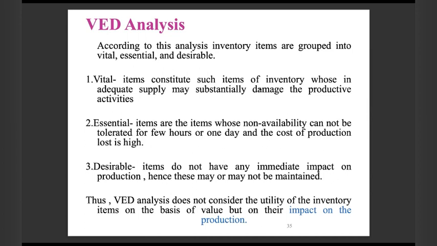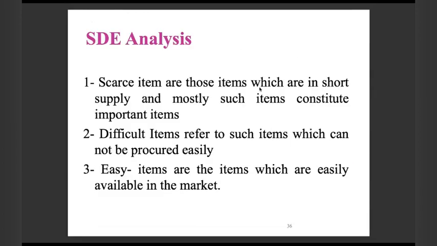Desirable means items do not have any immediate impact on production. Hence, these may or may not be maintained. This might not have any impact on the production, but vital and essential items have an impact, right?